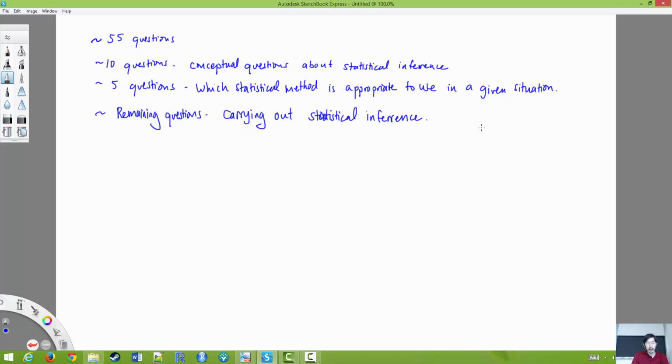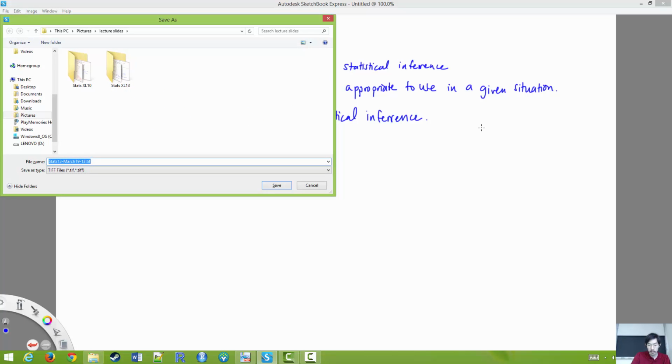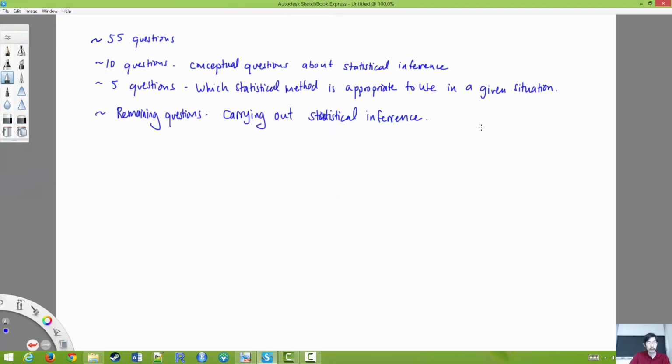All right. So I want to go over this one right here: which statistical method is appropriate to use in a given situation first, as I think that kind of ties our whole class together. And then we can delve into some of these conceptual topics, as well as maybe just a review of the statistical inference methods that we've covered. Actually, maybe I'll list off some of the statistical inference that we've covered.